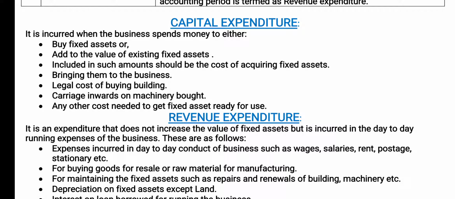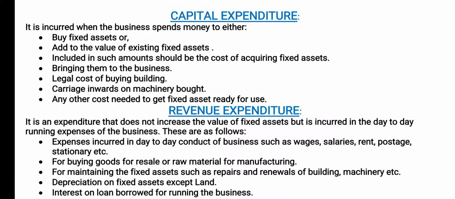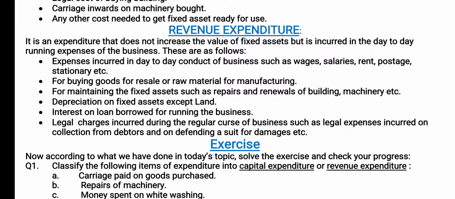Our second topic is revenue expenditure. Revenue expenditure is the expenditure which is done for our day to day activities in the business. It does not increase the value of fixed assets, but it is helpful in the maintenance of those fixed assets. Some points are as follows: expenses incurred in day to day business activities like wages, salaries, rent, postage, etc.